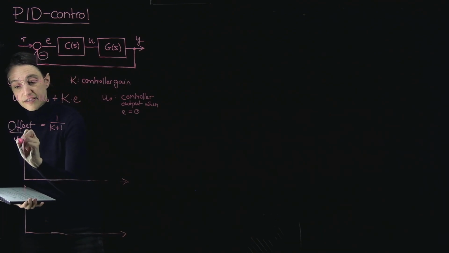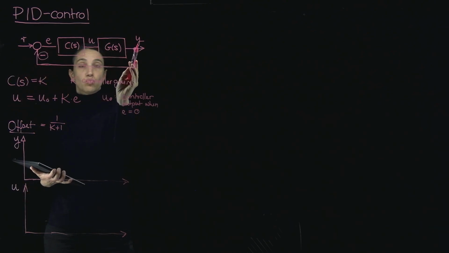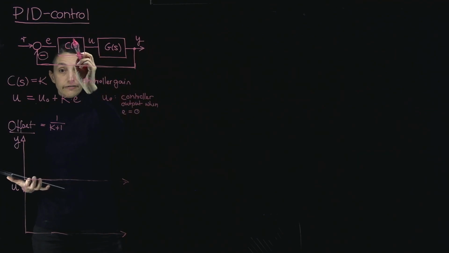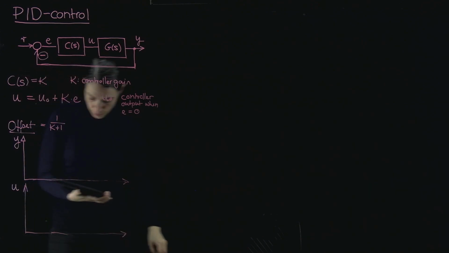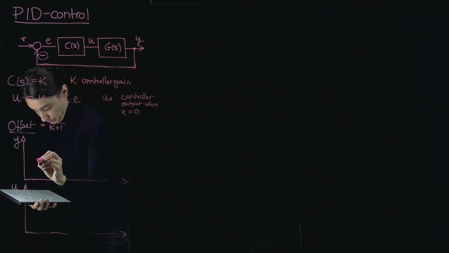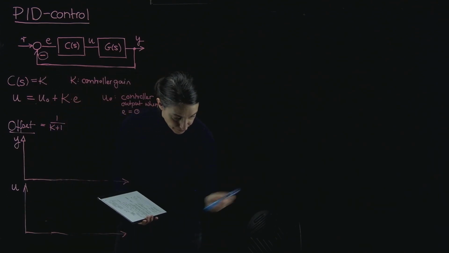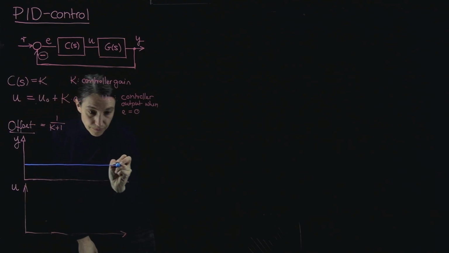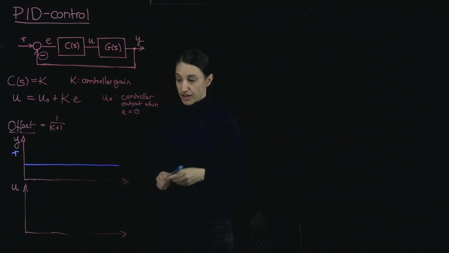So if this is our process variable y, and this is y, this is u, we are closing the loop. We have a proportional controller. That means if we have a set point change, or, let's rather do disturbance rejection. So that means our reference point R is not changing.